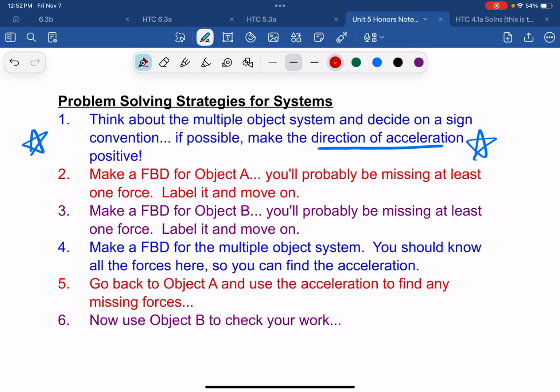Once you've done that, you're just thinking about the multiple object system. Then what you're going to do is make a free body diagram for one of the two objects, say object A.